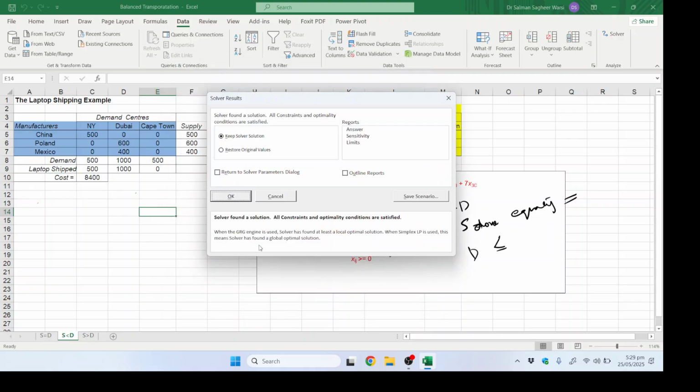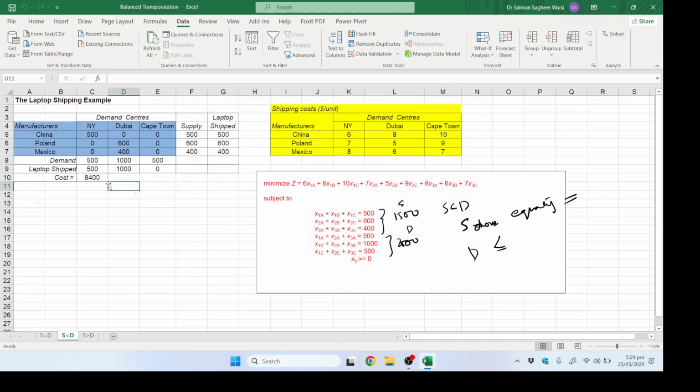So we will have this result. If you have a look at the result, it is telling us that we will ship all the quantities. You see that all the quantities have been shipped, and the left hand and right hand side are exactly equal. But if you look at the demand, New York has been fulfilled, Dubai has been fulfilled, but Cape Town has not been satisfied because we allowed it. So this is the situation when the supply is less than the demand.